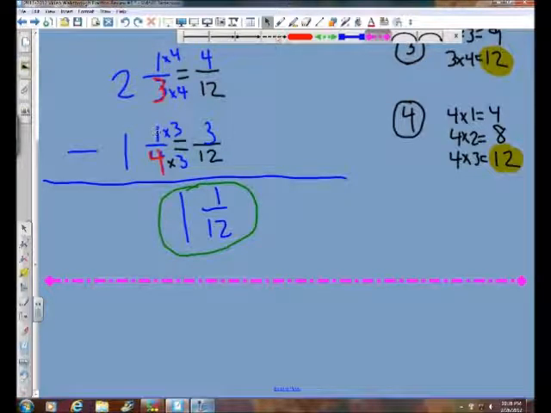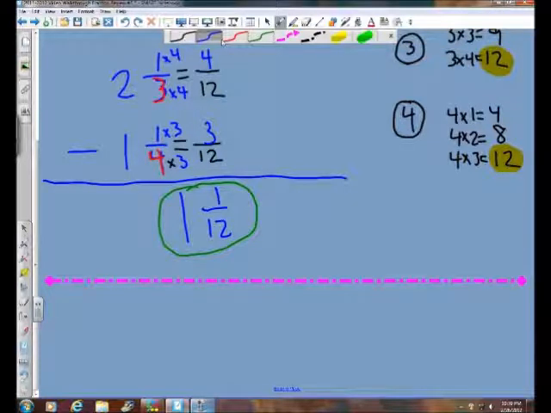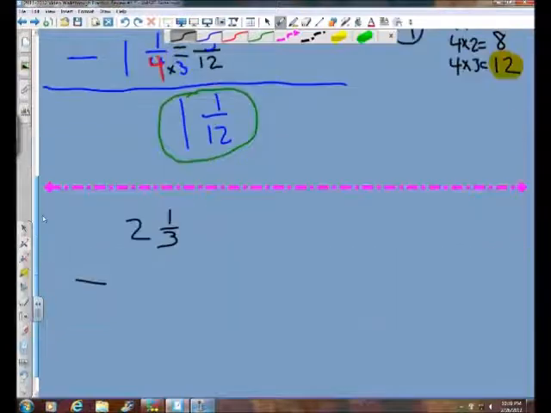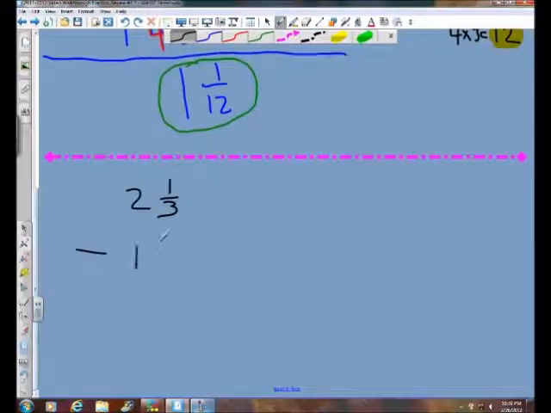And now we're going to show, let's look at the array method for solving this problem. All right, so we still have the same mixed numbers we're dealing with. We have 2 1/3 minus, I believe it was a 1 1/4. Let's double check. Yep. 1 1/4.